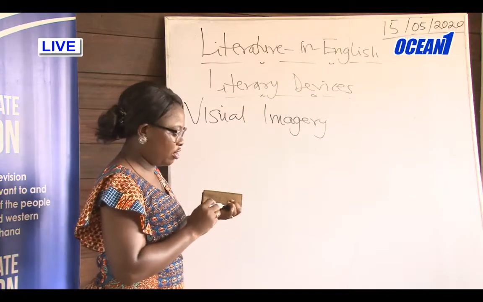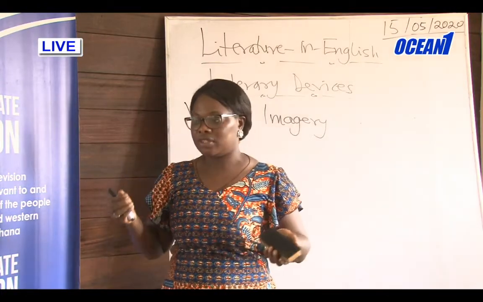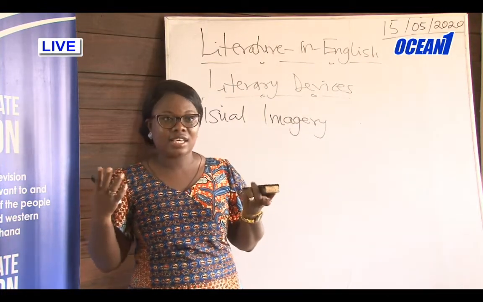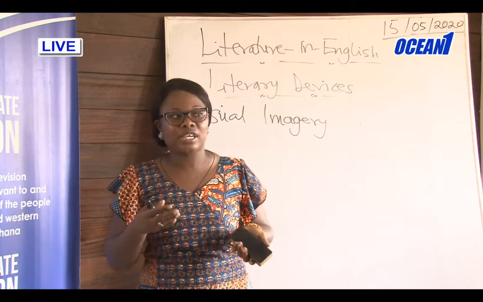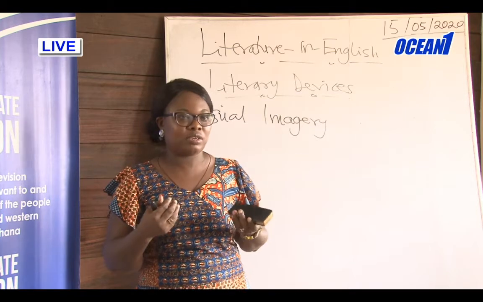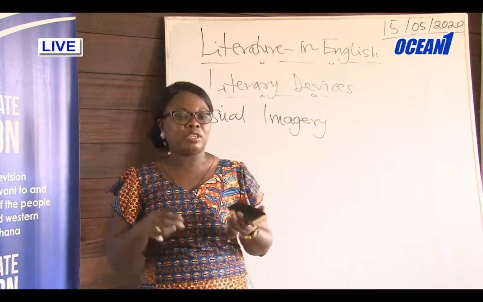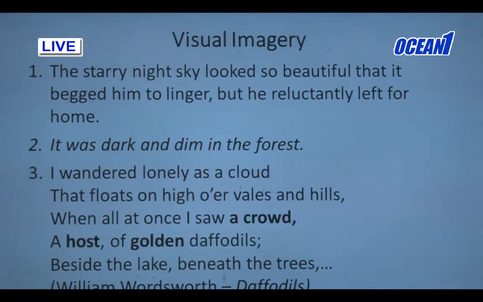For visual imagery, when things are described, you imagine seeing it. Sometimes you even want to open your eyes as the thing is read for you, and then you want to see it well. But all these things happen in what we call the eye of the mind, in your mind's eye. So in your mind's eye, you imagine seeing whatever is described. Now let's look at the first one.